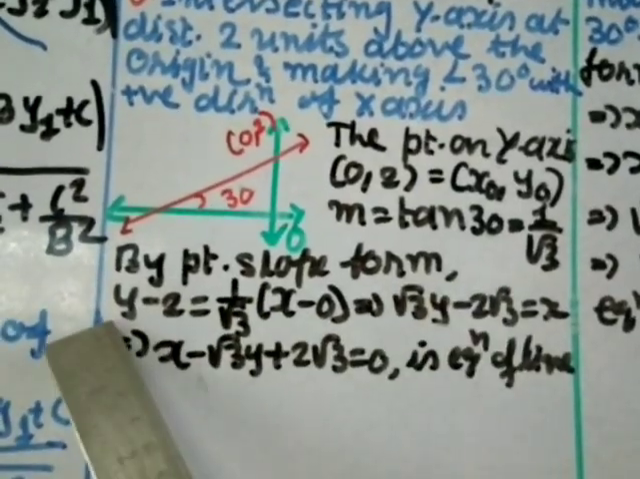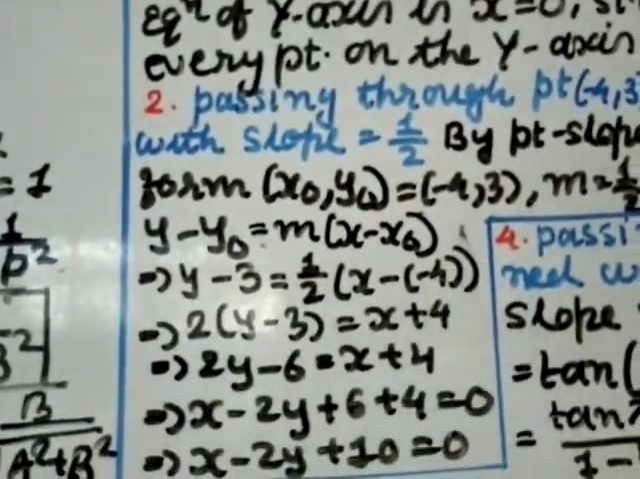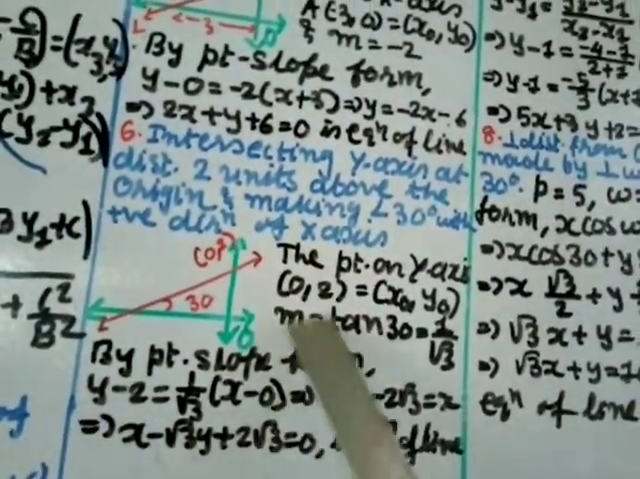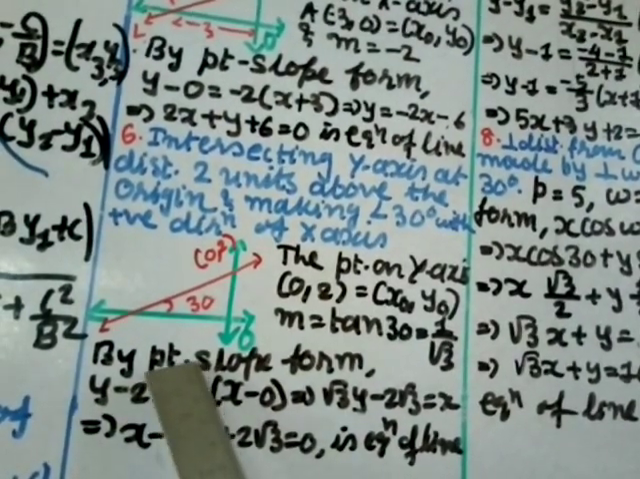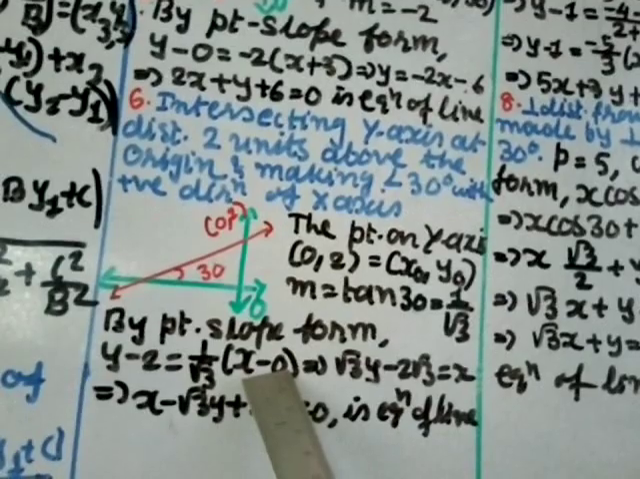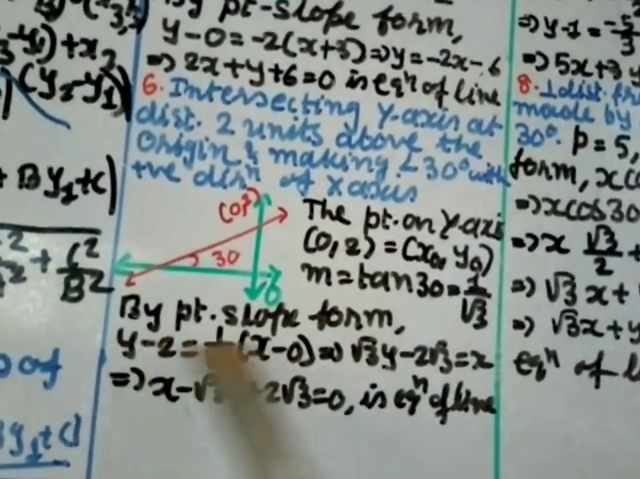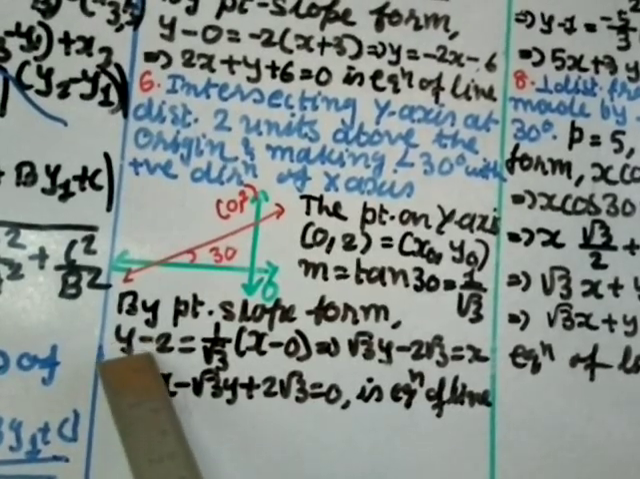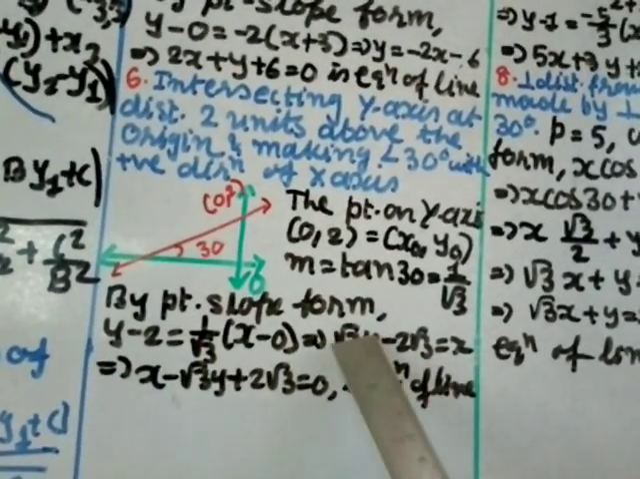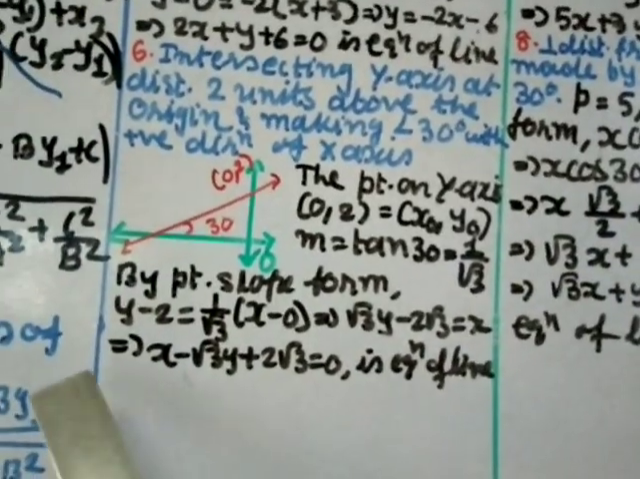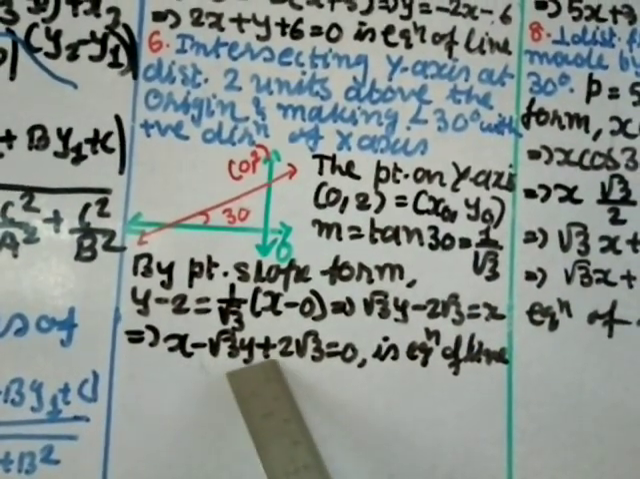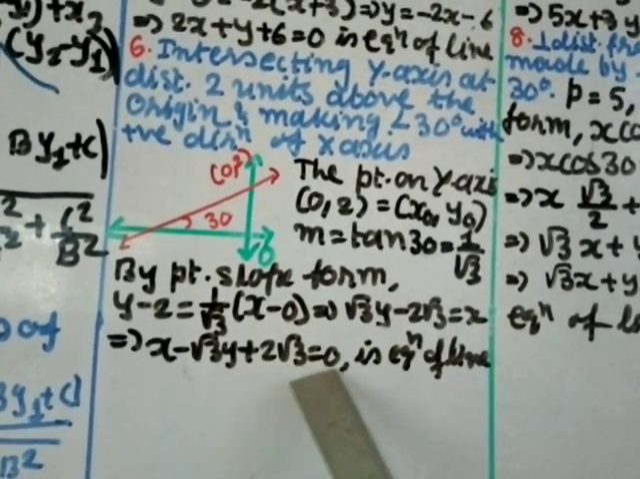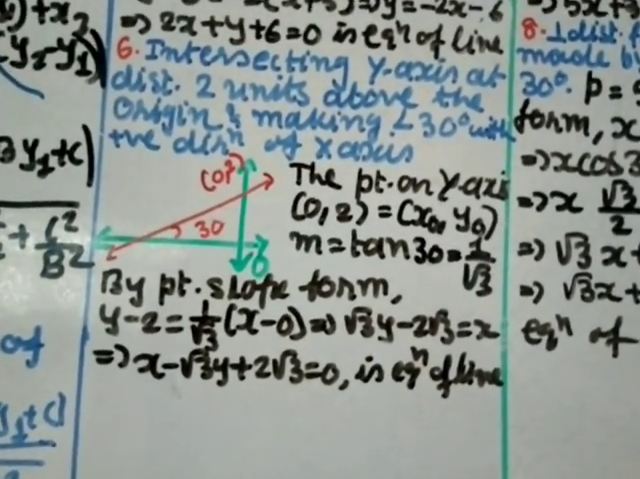So by point slope form, y minus 2 equal to 1 by root 3 into x minus 0. The same equation I am using, but I am not writing the formula, y minus y naught equal to m into x minus x naught. Directly I am putting the values: y minus 2, that is the y naught value, equal to slope 1 by root 3 into x minus x naught, which is 0. So here you get root 3, you transfer here, so multiply with y: root 3y minus 2 into root 3 equal to x. Transfer both here because x should be positive, so you get x minus root 3y plus 2 root 3 equal to 0, and this is the required equation of the line.